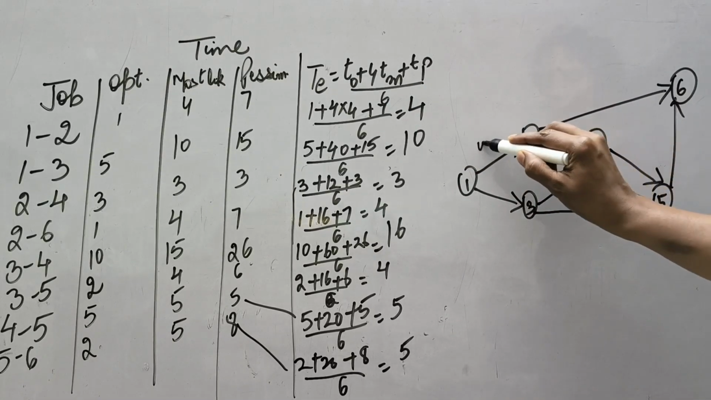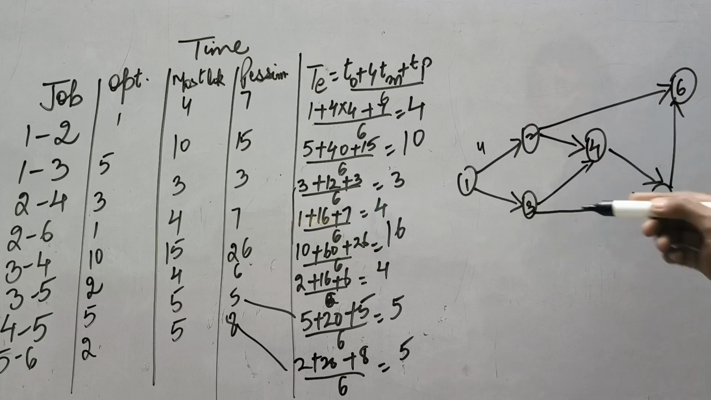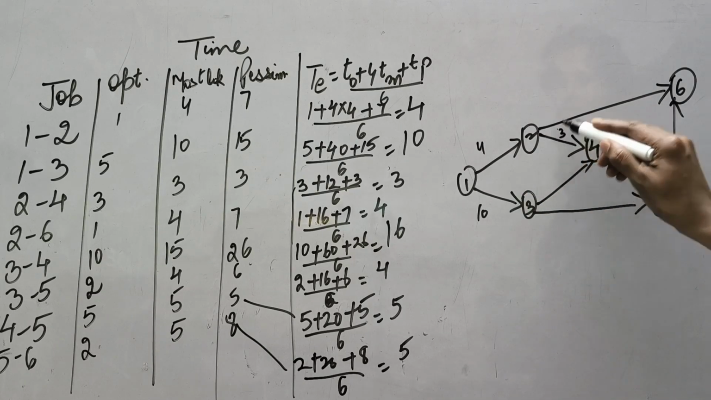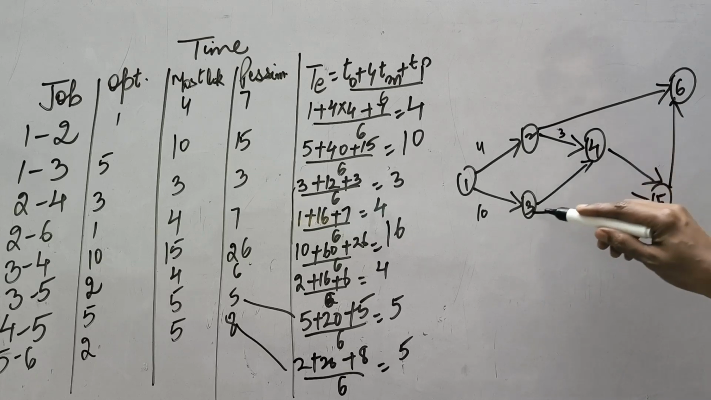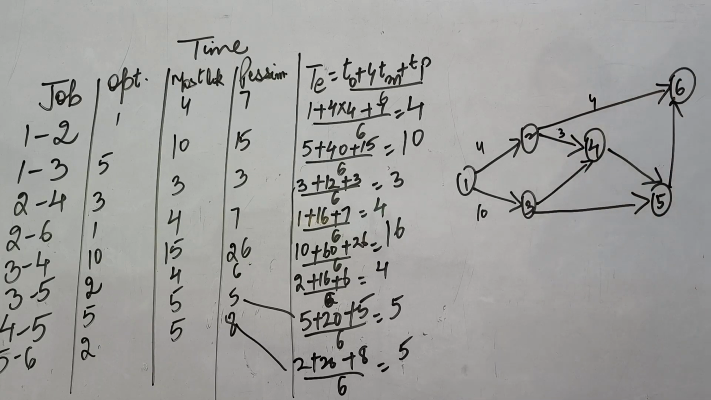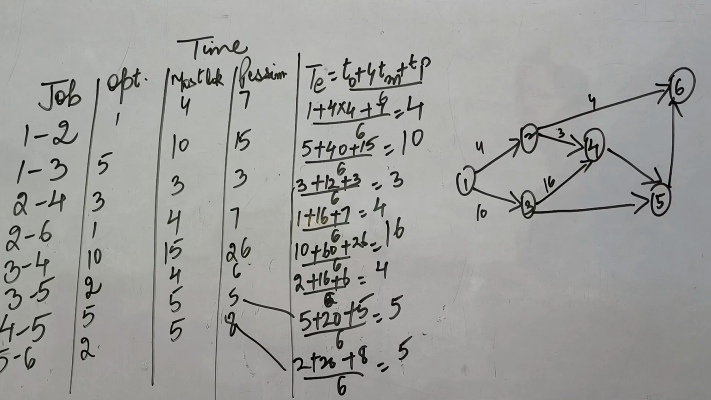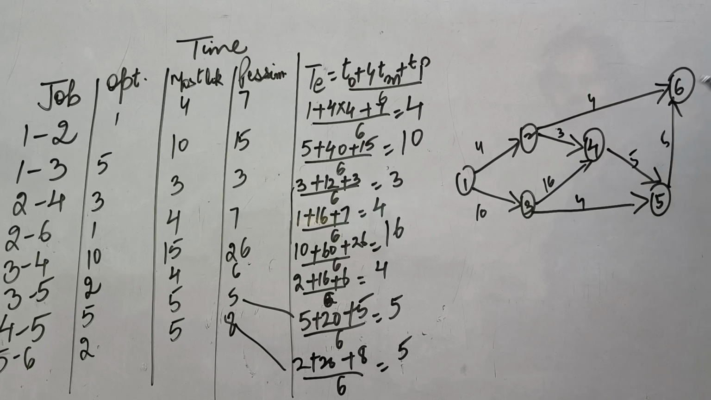So 1 to 2 we are going ahead with 4 days. 1 to 3, 10 days. 2 to 4, 3 days. Then 2 to 6, 4 days. 3 to 4, 16 days. 3 to 5, 4 days. 4 to 5, 5 days. And 5 to 6 also 5 days. This is the network we have drawn.